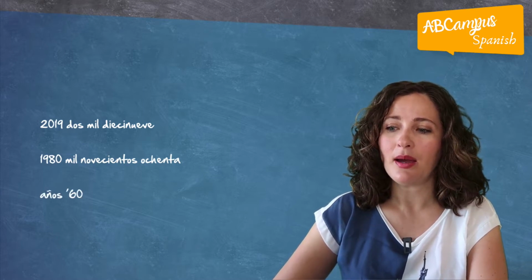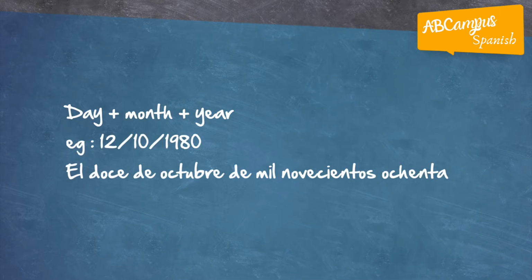Okay. If you want to say your birth date or a date in general, we use the format of day, month, year. And the year is said like the whole number. Okay. Also, if you want to say your phone number, we tend to say it in pairs, like sesenta y dos, cuarenta, ochenta y cinco, like that. Okay. Let's do a little practice.